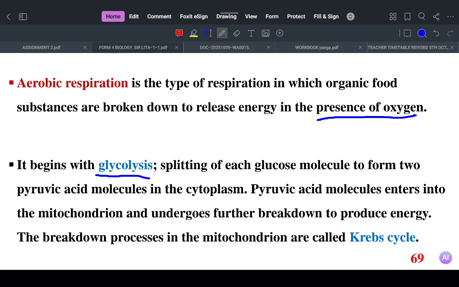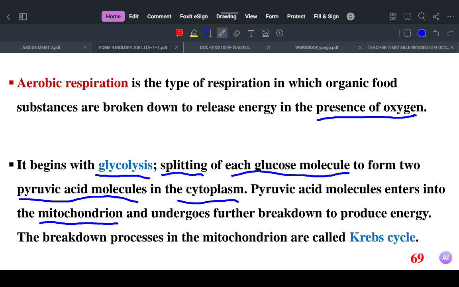In glycolysis, each glucose molecule is broken down, is split to form 2 pyruvic acid molecules in the cytoplasm. All right. Now, when pyruvic acid molecules are formed, they enter into the mitochondrion. Remember that mitochondrion is an organelle in cells, a structure in cells where respiration takes place.